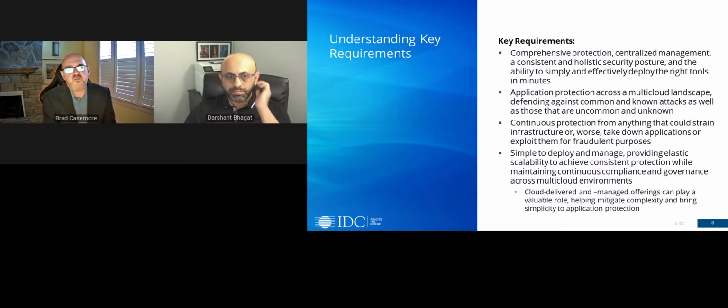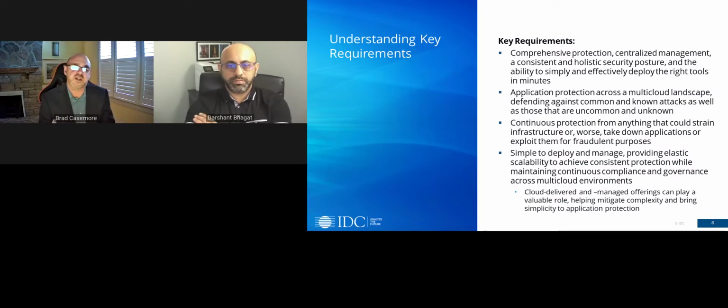And you also want to provide this application protection across this multi-cloud landscape that we talked about earlier, defending against common and known attacks, as well as those that are uncommon and unknown, zero-day attacks that are proliferating all the time as a result of the increased professionalism and sophistication of the attackers. You want to be able to provide continuous protection from anything that could strain your infrastructure, or a lot worse, take down applications or exploit them for fraudulent purposes or pernicious purposes that could do significant brand damage to your organization. You want this to be simple to deploy and manage.